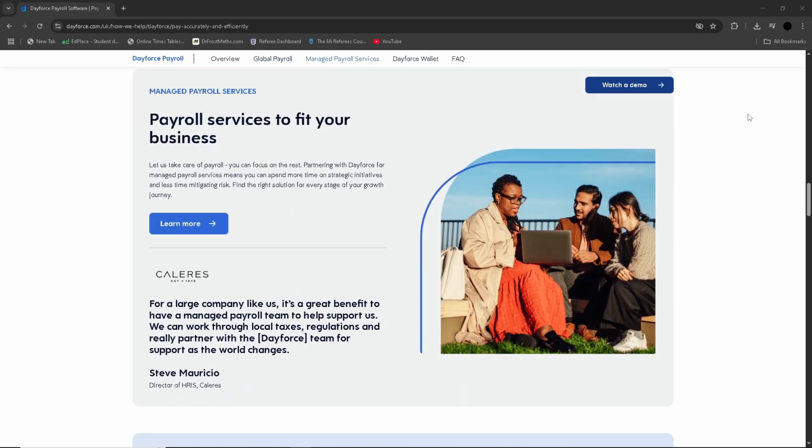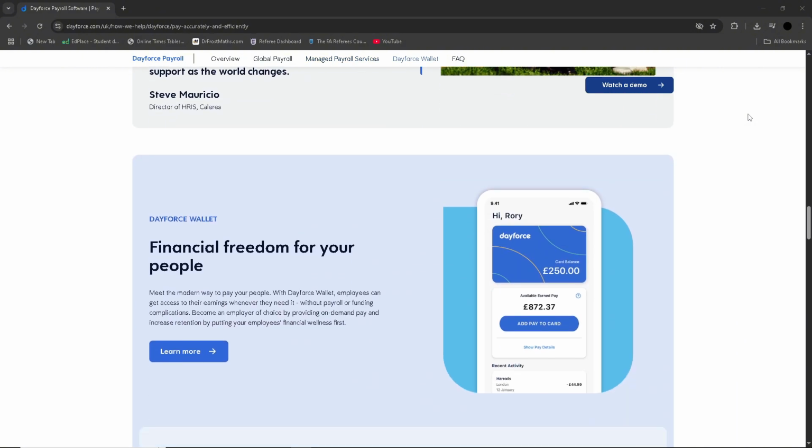Furthermore, Dayforce Payroll has strong global capability, which makes it a reliable choice for organizations with employees across multiple different countries. It supports complex tax regulations, diverse pay structures, and varying compliance requirements around the world.